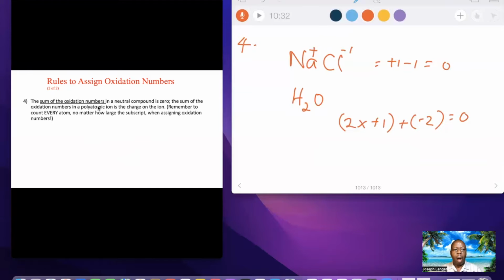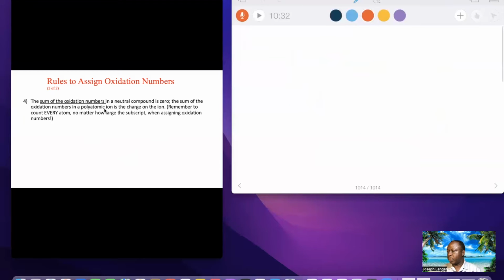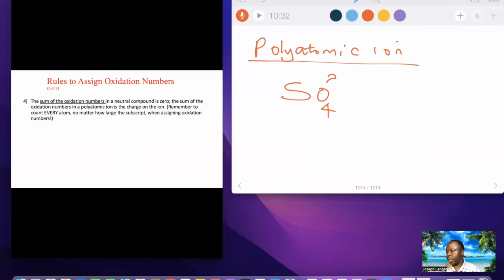However, for a polyatomic ion, such as sulfate, for example, SO4 negative, it has an overall charge of -2. It's a polyatomic ion. The sum of the oxidation numbers in a polyatomic ion is the charge on the ion.